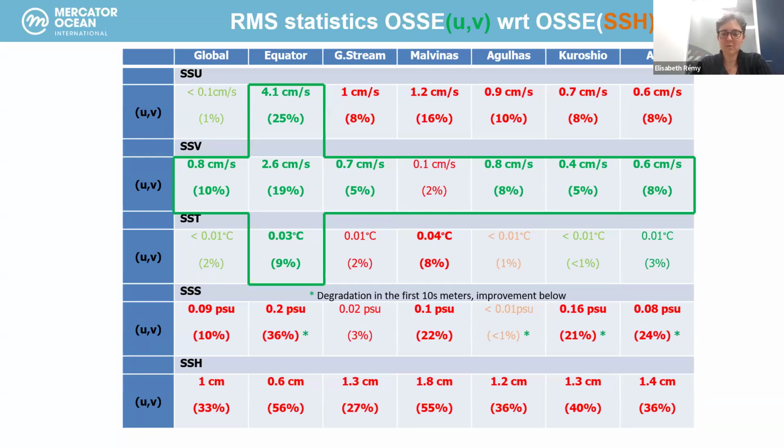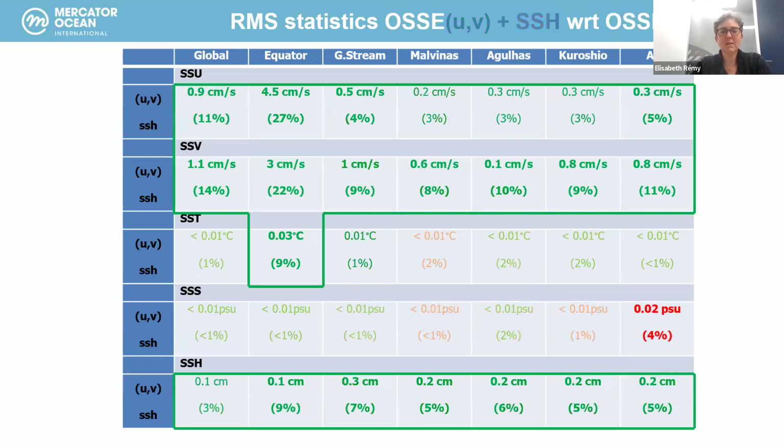And if we now look at the same kind of table, but comparing when we add SSH and velocities compared to SSH, we can see that everything is green. When it's a light color, it means it's not statistically relevant. So we see that in some regions, such as the equator, and for some variables, the improvements are quite strong. But even on SSH and T and S, we can see slight improvements, which is fine.